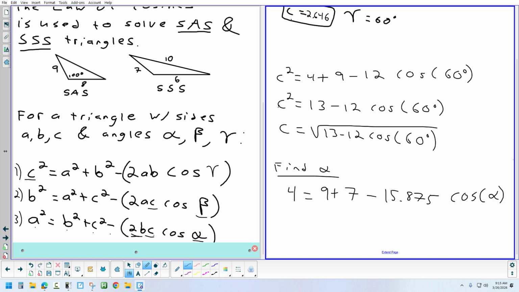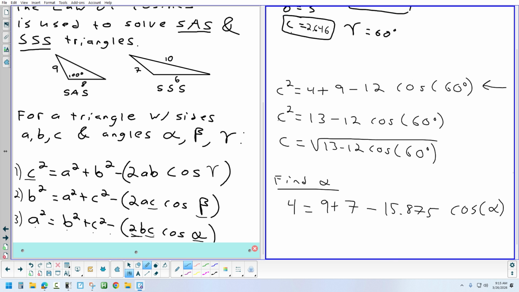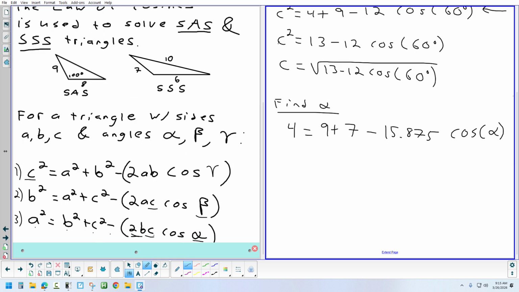Okay, so this equation is very different from the one we had up there. The difference is up here we were solving for a side, here we're solving for an angle. All right, what could I do first on the right-hand side? Combine the two. 7. Yep, we can add 9 and 7. And what does that give me? 16. Yep, 16.